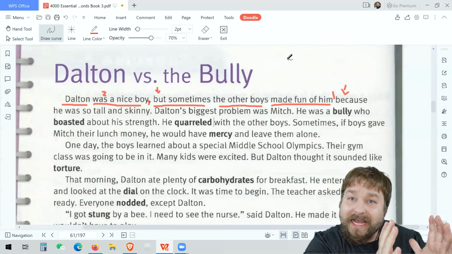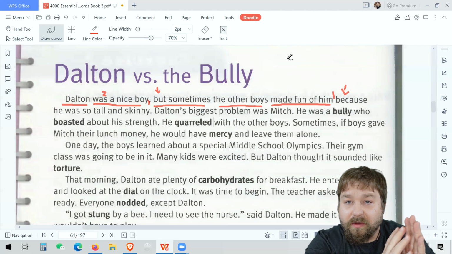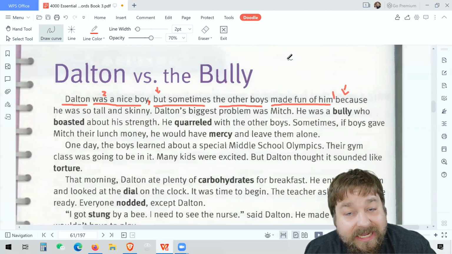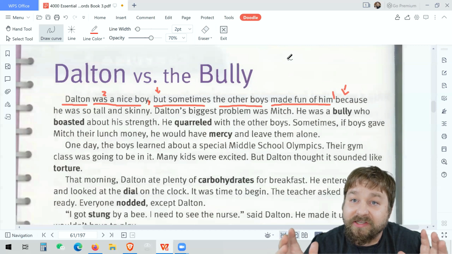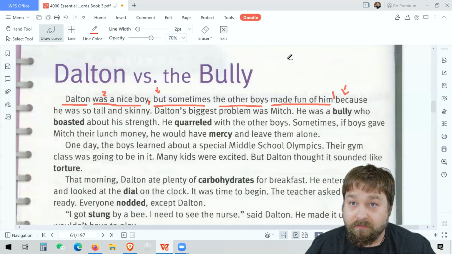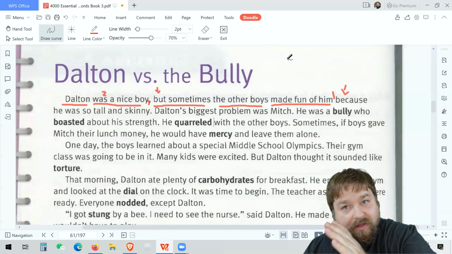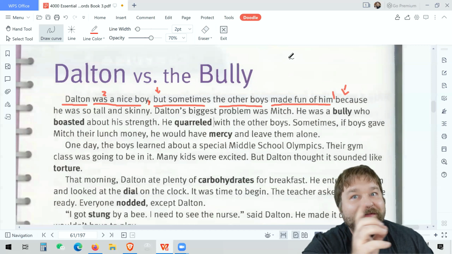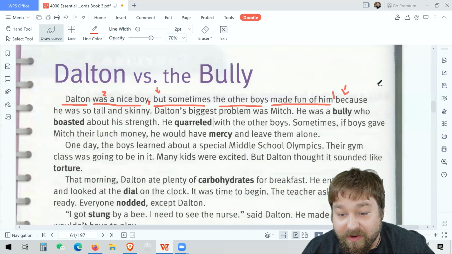We created our timing for the first part. Dalton was a nice boy, but sometimes the other boys, it was way too fast, right? But sometimes that matched our timing. Timing is more important than how fast you can deliver what you say. Create your timing and stick to it. Dalton was a nice boy, but sometimes the other boys made fun of him. Sounds really good, right? Goes together, very nice.